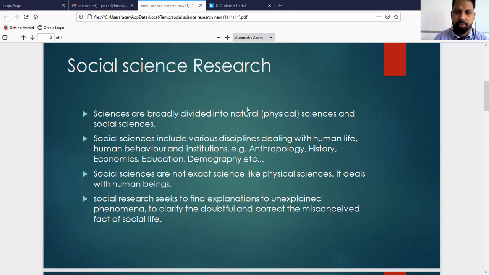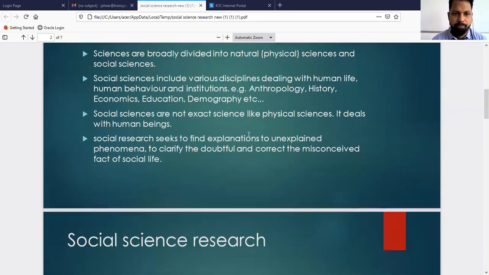So, the main idea behind the social science research is to explain the unexplained phenomena, to clarify the doubt. If at all any doubt is there, they can be able to clarify the doubt which is related to the human being and their interaction with the society and the social institutions.